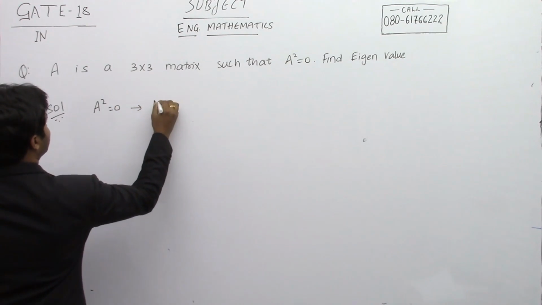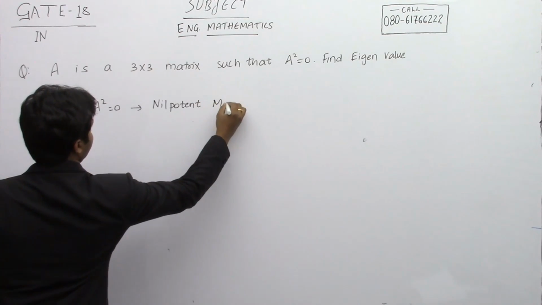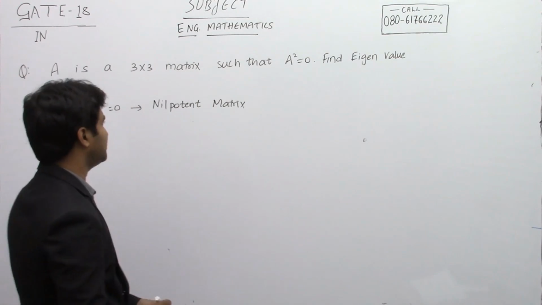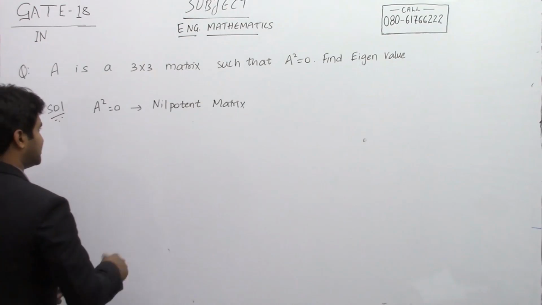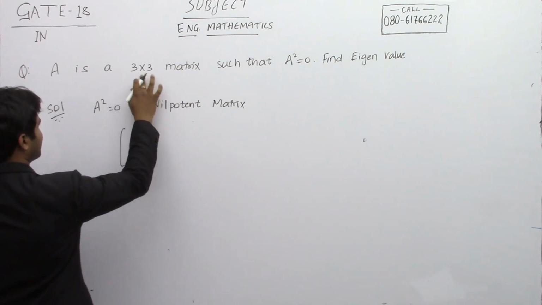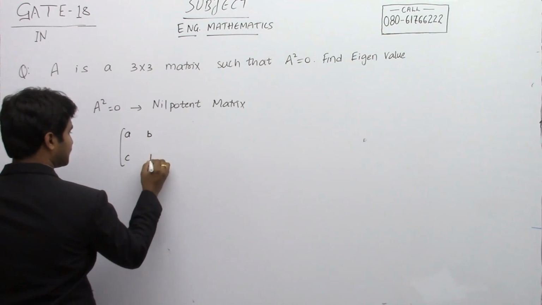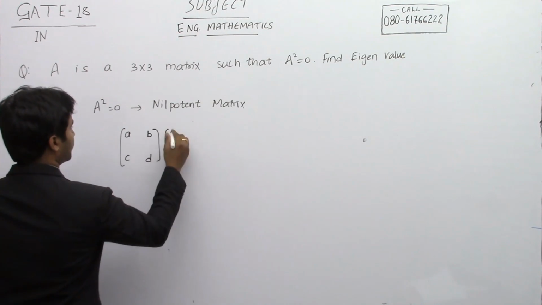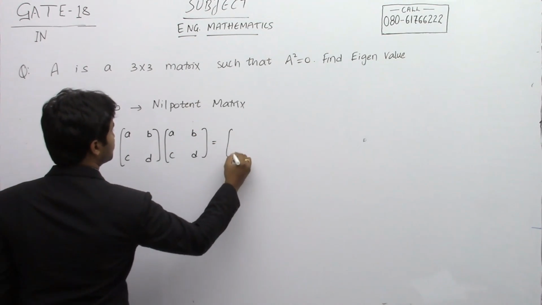A square equal to 0 is nothing but a nilpotent matrix. We call it a nilpotent matrix because A square is equal to 0. Just for understanding, let us consider A is a 2 by 2 matrix, even though it is given as a 3 by 3 matrix, just for simplicity. So now A square means [[a, b],[c, d]] squared is equal to 0.